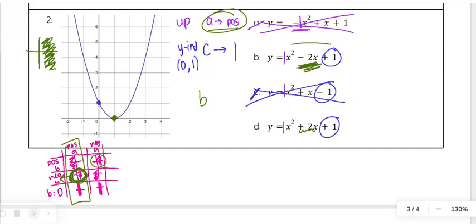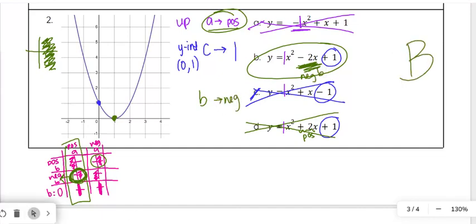So if we look at our answer choices, B is going to be our correct answer. D is not, because in this scenario, the B value is positive and it needs to be a negative B value. So our answer on this one is B.